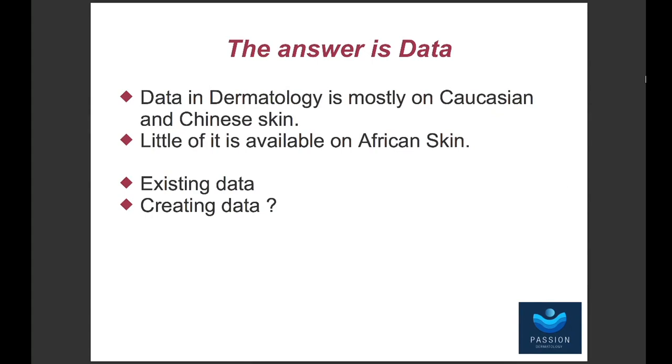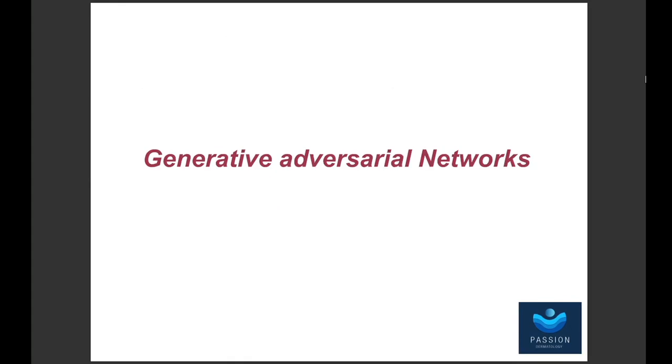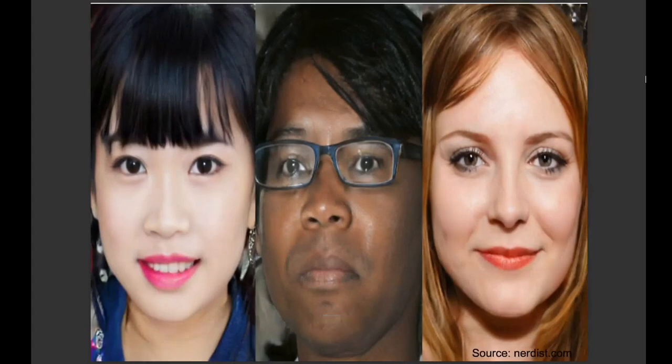But until then, try to label some data on Caucasian and Chinese skin to be able to learn on black skin models. So we are using a technique called generative adversarial networks, where you can imagine a population group on the left, Chinese, and on the right, Caucasian, and you're going to be labeling. For example, you have Dennie-Morgan folds on the eyes for atopic dermatitis.